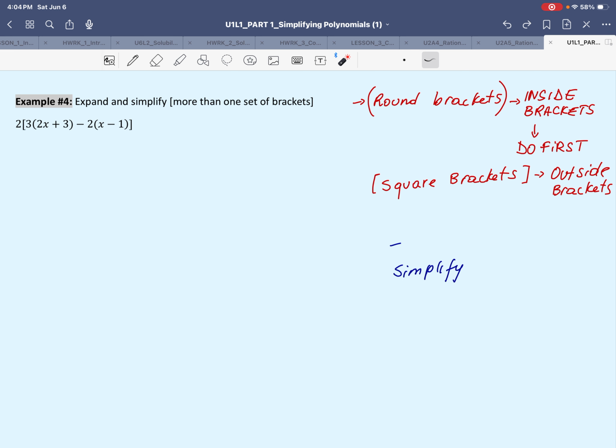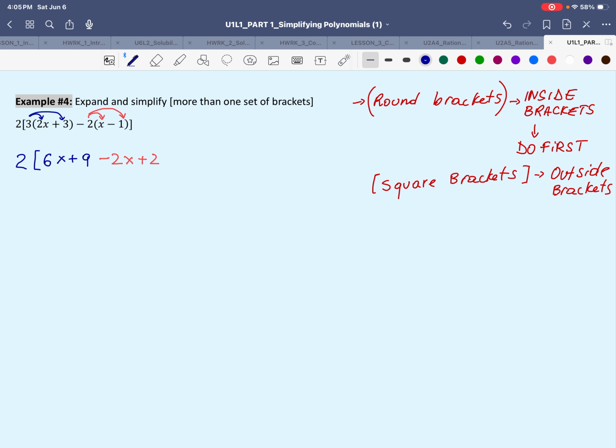And the steps that we follow in this case are, again, get rid of the round brackets. So we're going to write 2. We have number 3 sitting, multiplying 2x plus 3. So that will make 6x plus 9. Now we have negative 2 multiplying x. So that's negative 2x. Negative 2 times negative 1, positive 2. And we're going to close the square brackets.